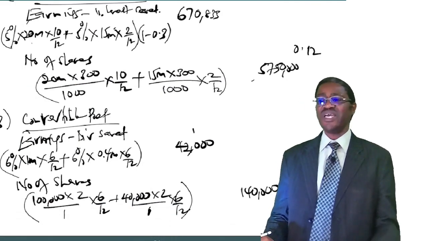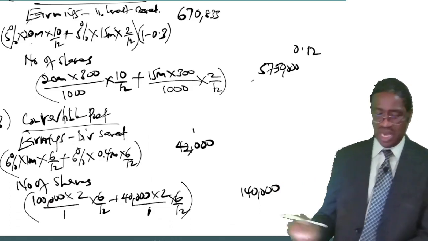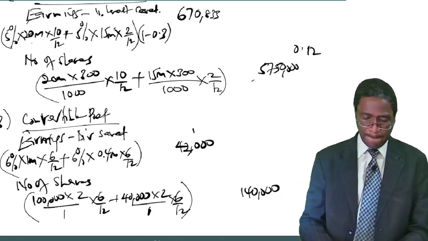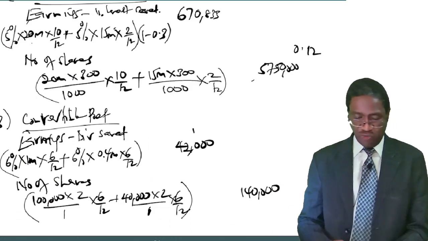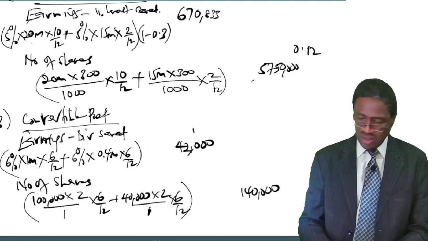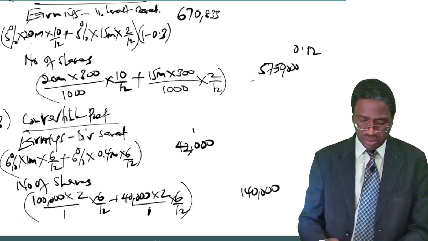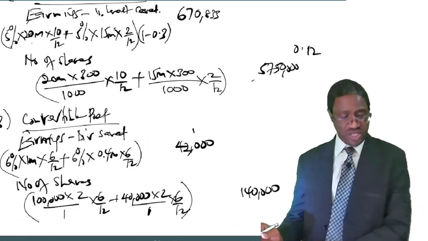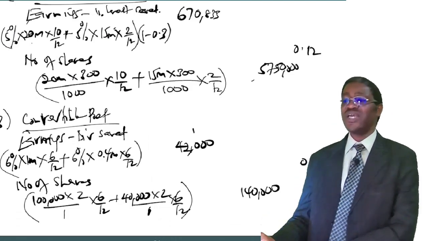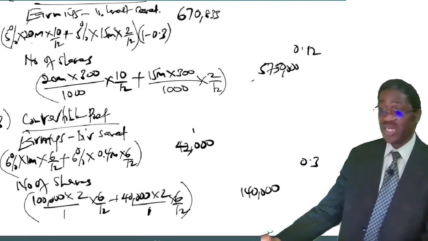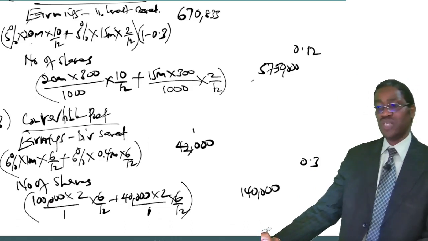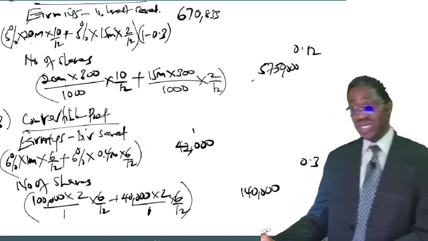Now get me the incremental EPS, so that we do the ranking as the last item. So 42,000 divided by 140. I'm getting 0.3 as the incremental earnings per share. Now you can rank them. As we come to the end, now we can rank them.